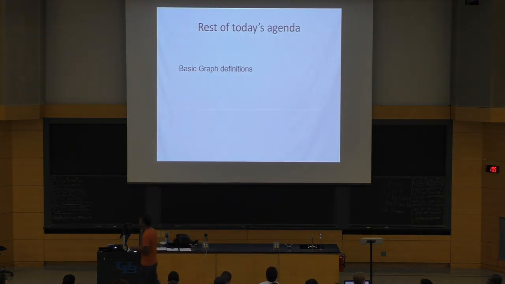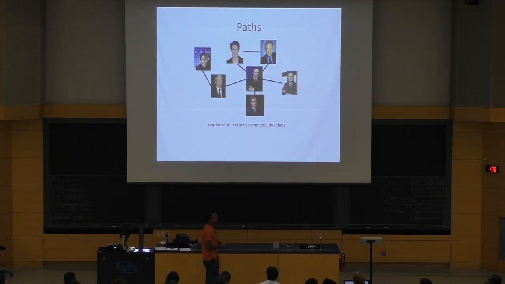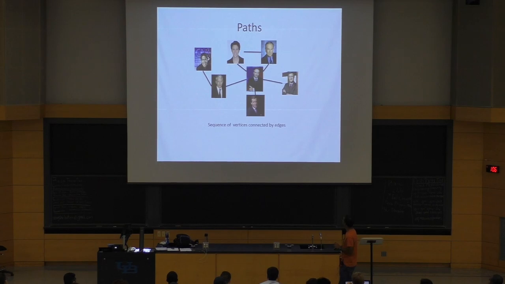So basically what we're going to spend most of the rest of today on is going over some basic graph definitions that we're going to use throughout this course. And so the way I'm going to do it is I'll quickly run through some examples, and then we're going to formally define it on the screen. So a path is just a sequence of vertices in a graph that are connected by edges.